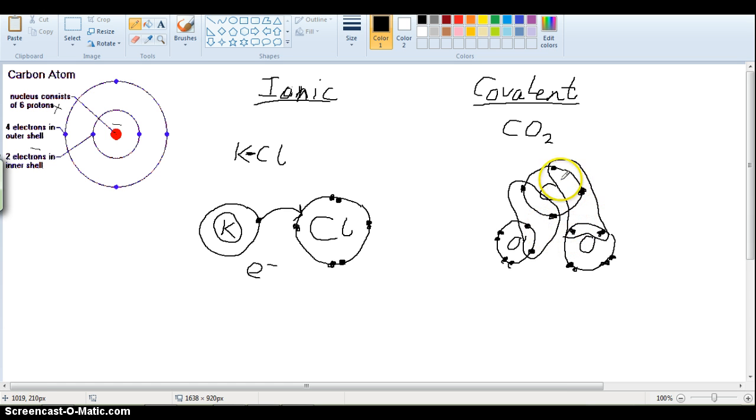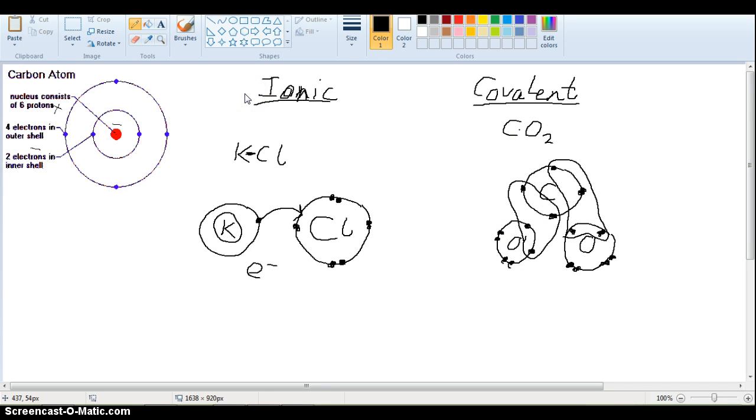And now we can see carbon, since it's sharing these 2 with this oxygen and these 2 with this oxygen, plus its original 4, has 8. This oxygen is sharing 2 of its own, but it also has part of carbon's electrons here, so that has 8. And then this oxygen is doing the same; it's sharing 2, but it also has 2 from the carbon, so it has 8. So everything is happy now, and this is how the bond is formed. So now these are bonded together, and we have CO2, and that's a covalent bond.